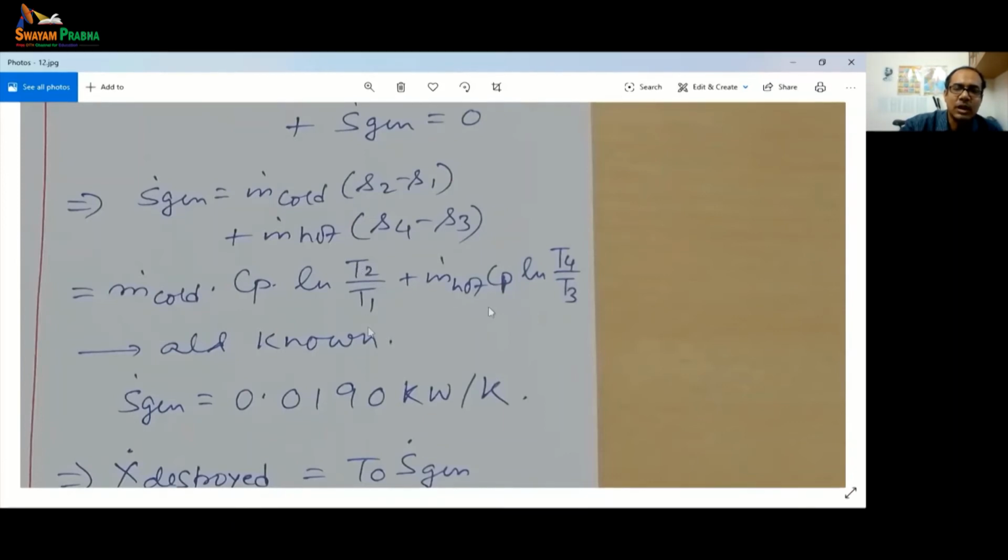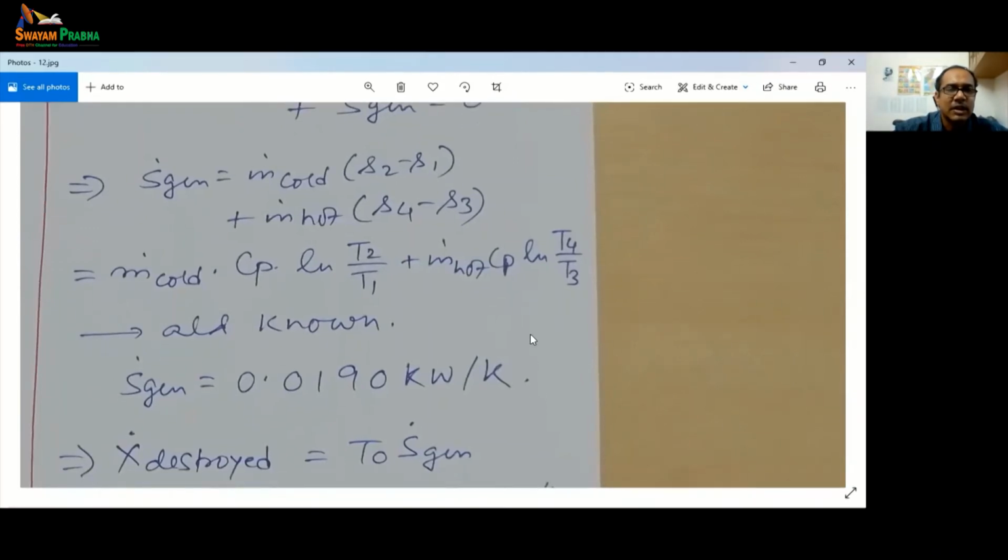Now T1, T2, T3, T4, all of them we know. Mass flow rate of hot water, mass flow rate of cold water we know, and Cp is the same for both of them. It's considered that it's not changing. So what we can find is this S dot generated. Okay, the rate of entropy generation is 0.019 kilowatt per Kelvin.